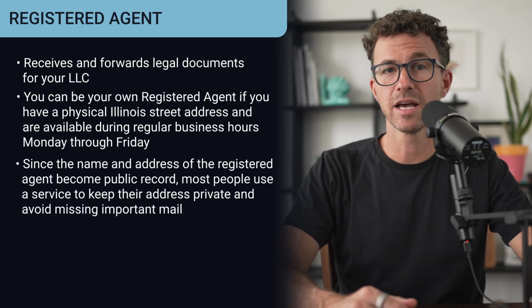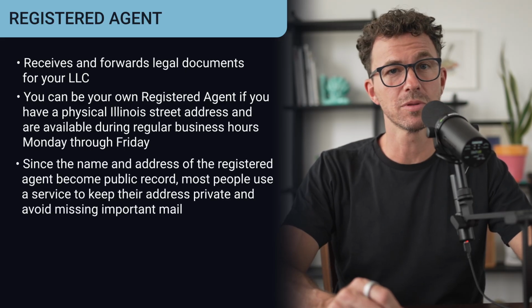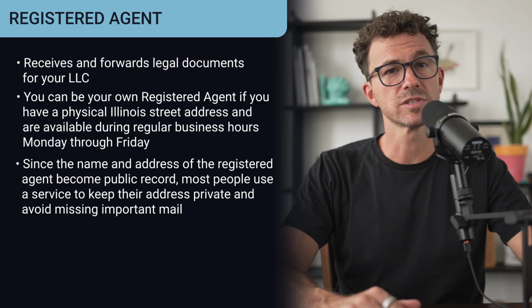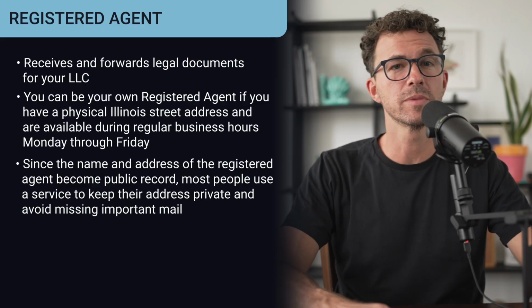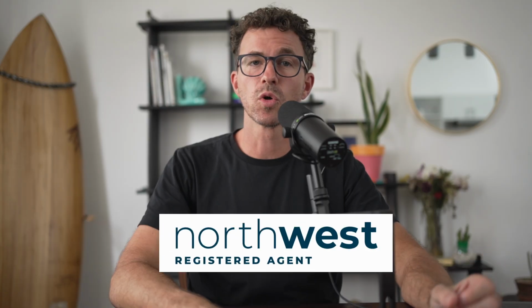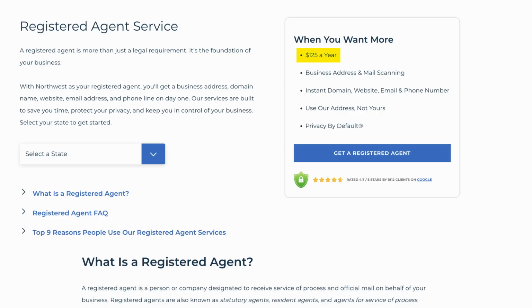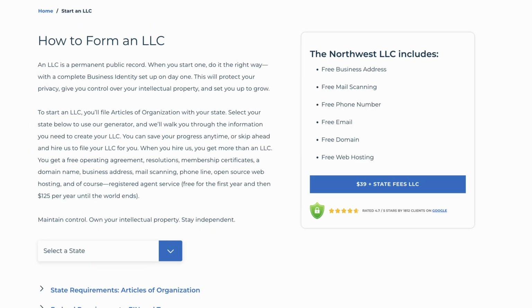However, since the name and address of the registered agent becomes public record, most people use this service to keep their address private and avoid missing important mail. We recommend Northwest Registered Agent, who charges $125 per year to be your registered agent. If they form your LLC, you'll get the first year for free. Other registered agents charge up to $250 per year.